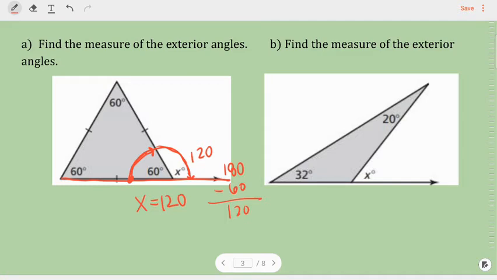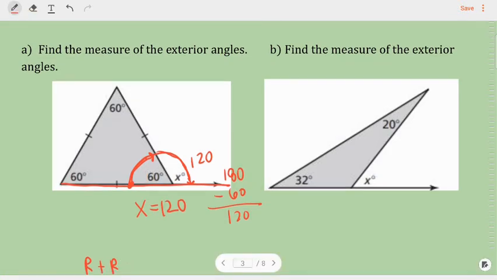Now, if I look at the inside of my triangle, my rule that we looked at said remote plus remote equals the exterior. I like R plus R equals the exterior. If I look at that, angle X is right here on the outside. This angle 60 and this angle 60 are my furthest away angles. If I add those two angles together, 60 plus 60, it gives me 120. Notice these are the same. Does that always work? Well, let's look at another example.